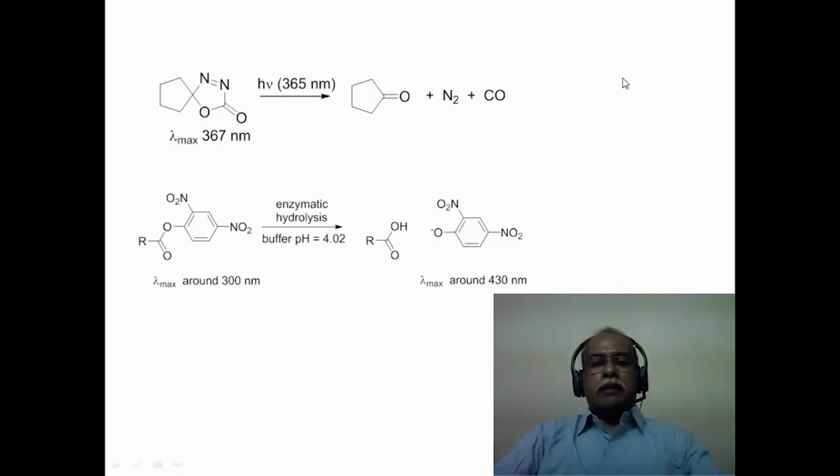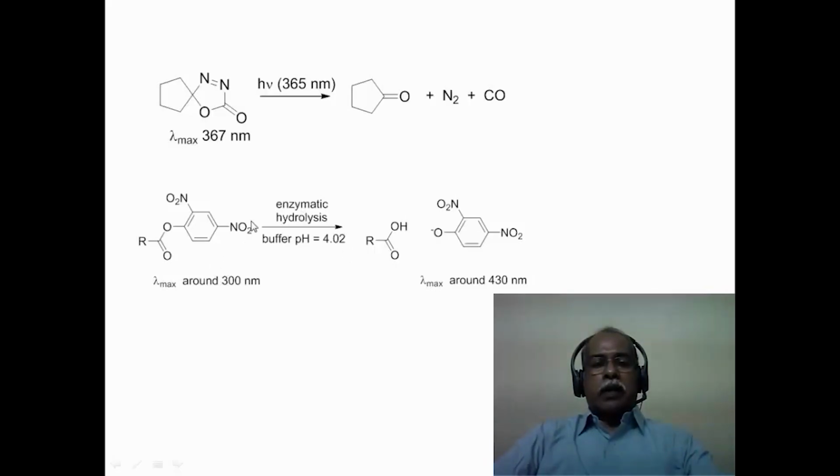Another application of ultraviolet visible spectroscopy is shown here. Enzymatic hydrolysis, or any enzymatic reaction, is often followed by spectrophotometry. An illustrative example is shown here. The R group may be a large protein or a DNA kind of molecule to which a paranitrophenolic or 2,4-dinitrophenolic group is attached. If one wants to study the hydrolysis by means of a hydrolytic enzyme, this can be done using spectrophotometry. An aqueous solution with a buffer of pH 4.2 is taken in this particular case.